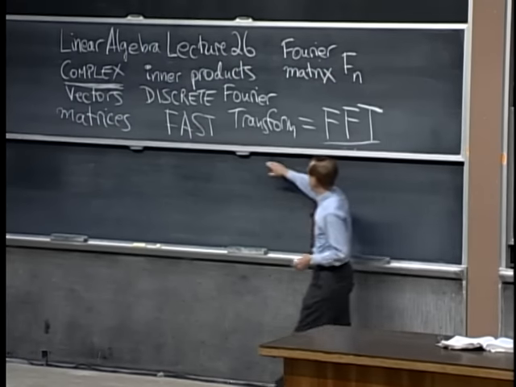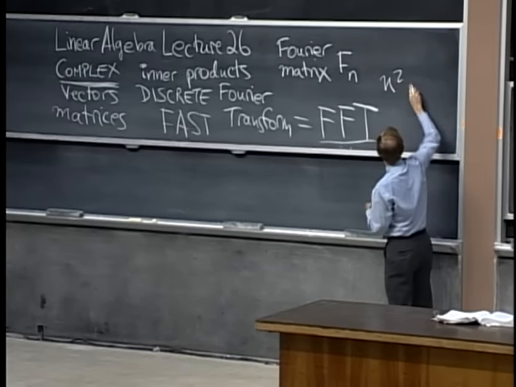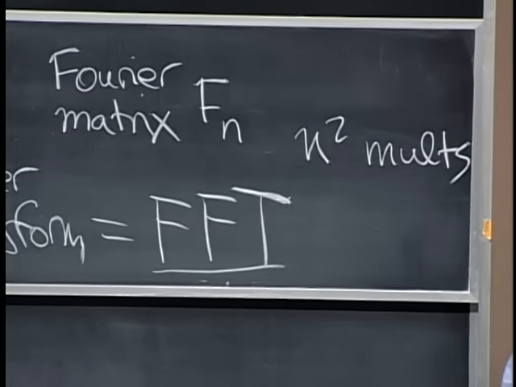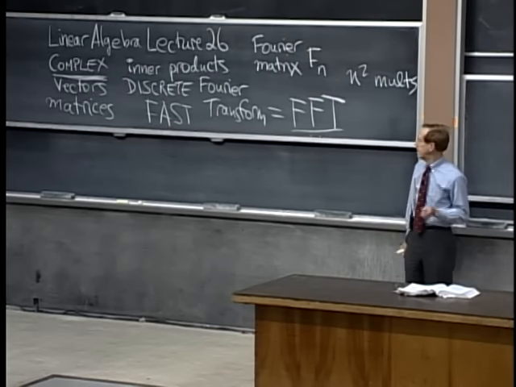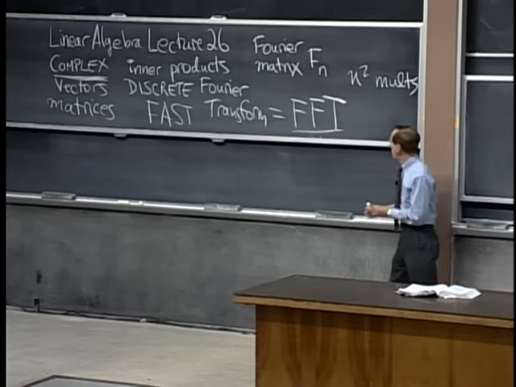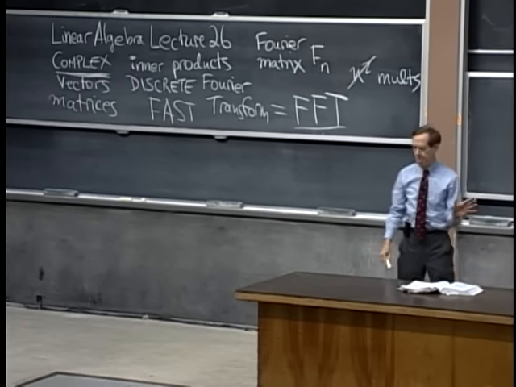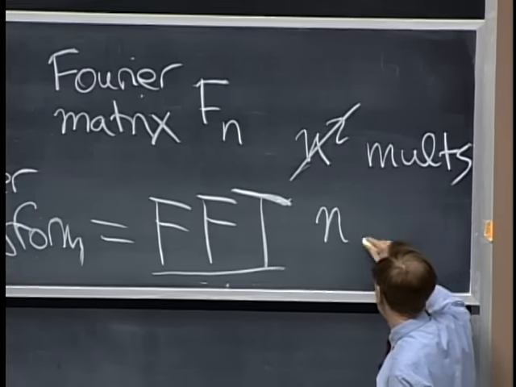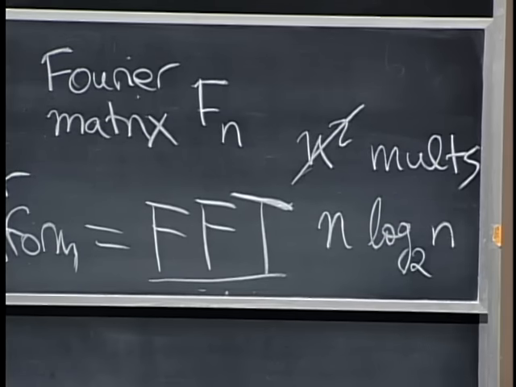Normally, multiplication by an n by n matrix would be n squared multiplications, because I've got n squared entries and none of them is zero. This is a full matrix. And it's a matrix with orthogonal columns. It's just like the best matrix. And this fast Fourier transform idea reduces this n squared, which was slowing up the calculation of Fourier transforms, down to n log n. N log n, log to the base 2, actually.